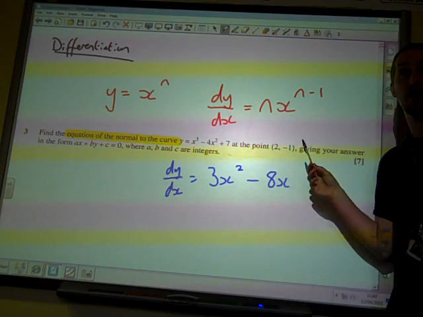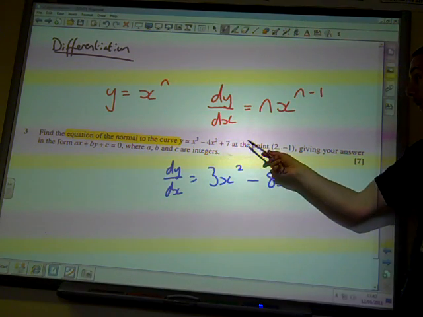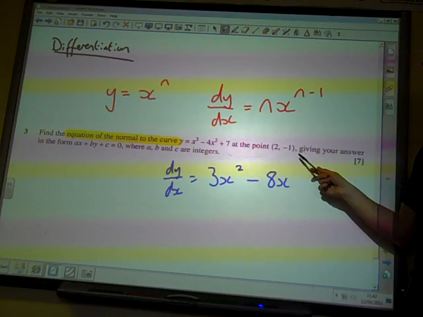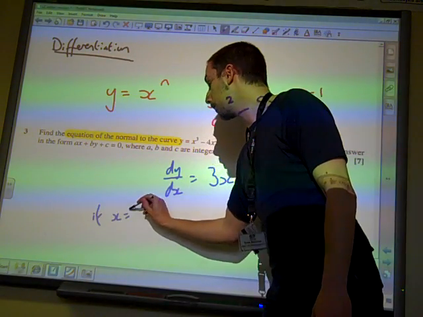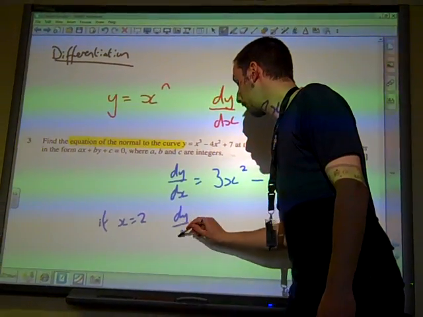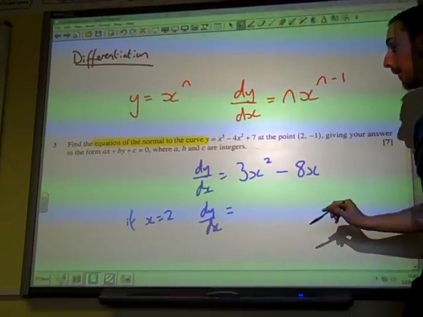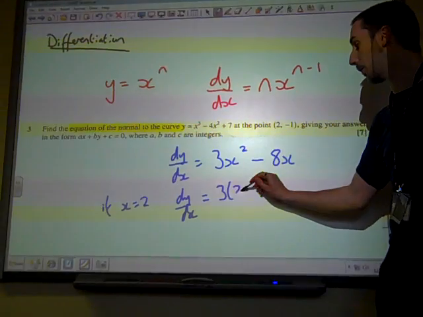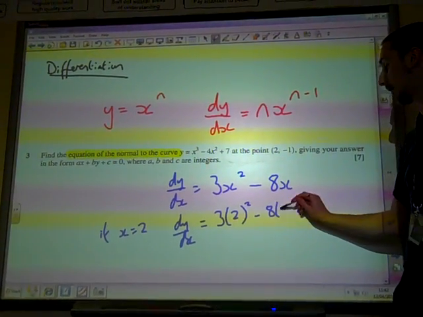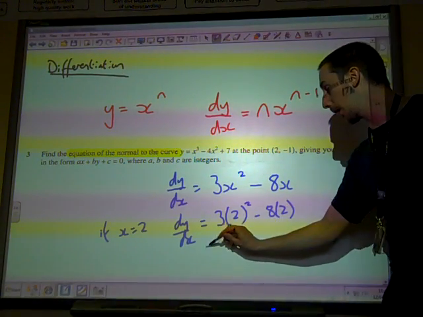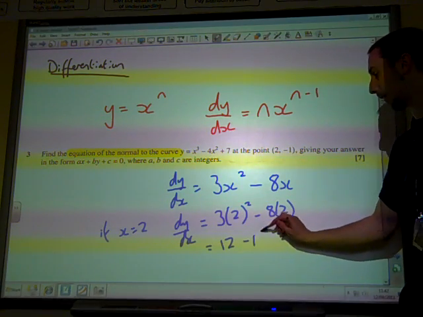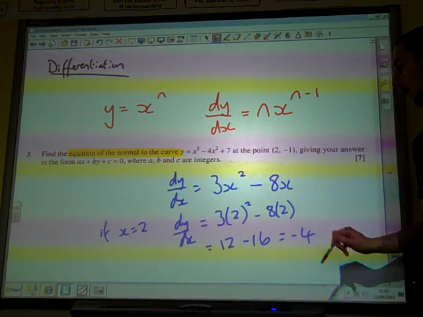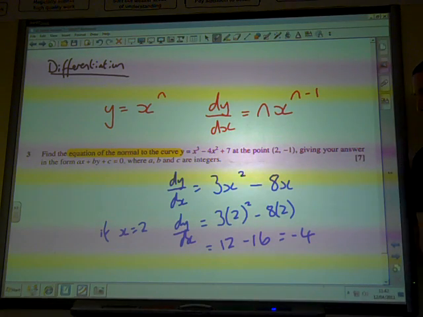Now, we're interested in this question about what happens at the point (2, -1). So, if x equals 2, dy by dx is 3 lots of 2 squared minus 8 times 2. Well, that's going to be 3 times 4, take away 16. So we've got dy by dx is minus 4.